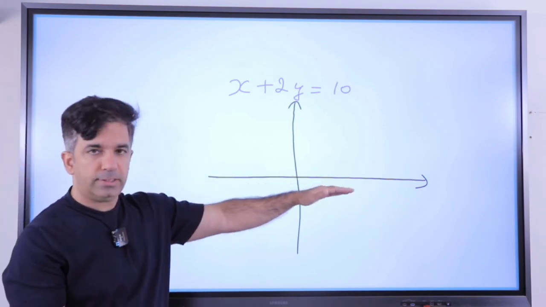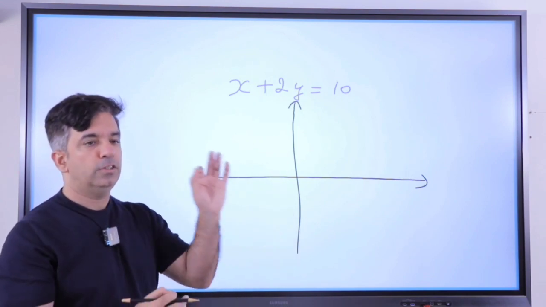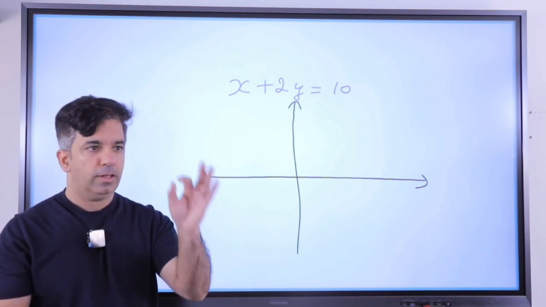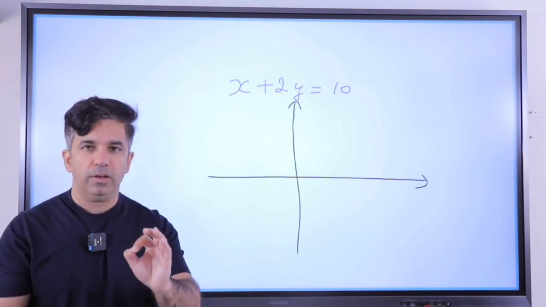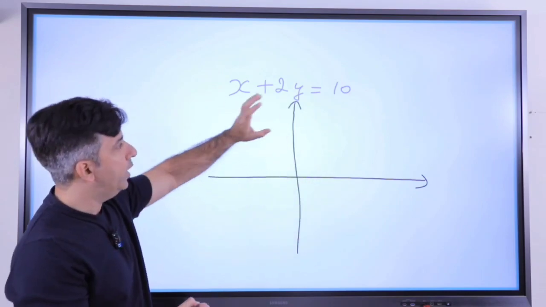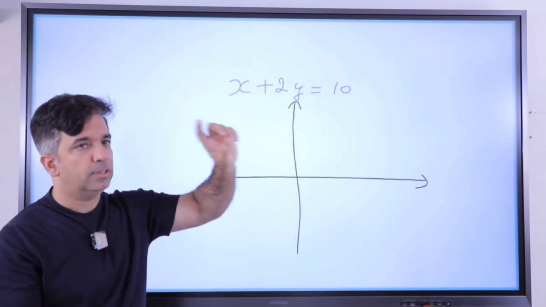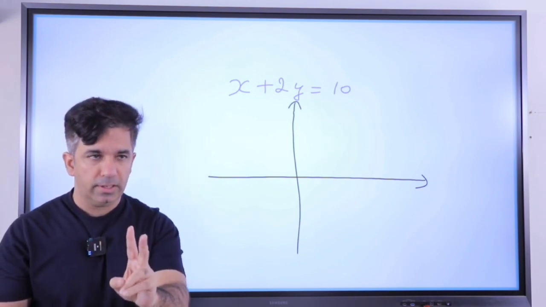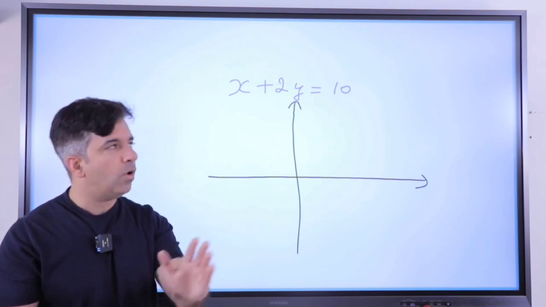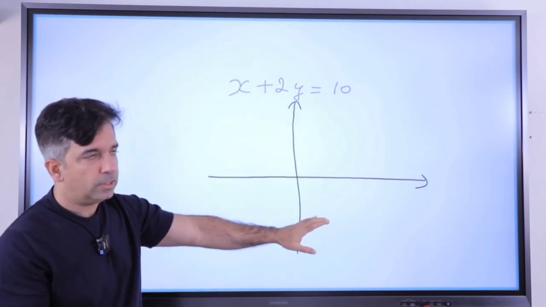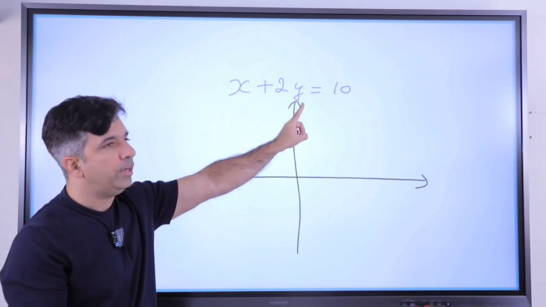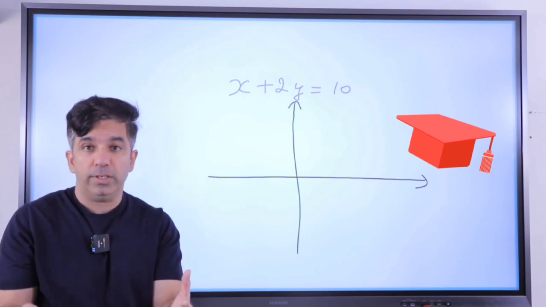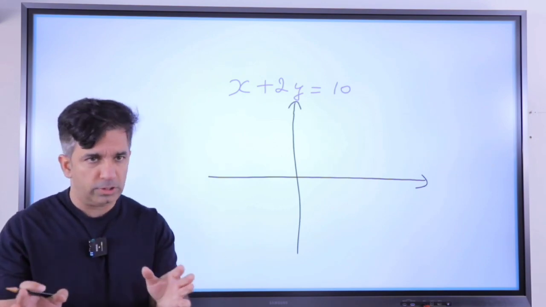So this is the x-axis and this is the y-axis. The idea is this, that whenever you have to draw a line on the coordinate axis, you need 2 points on that line. We need any 2 points on this line. And how will we find those 2 points? That is a very simple process.